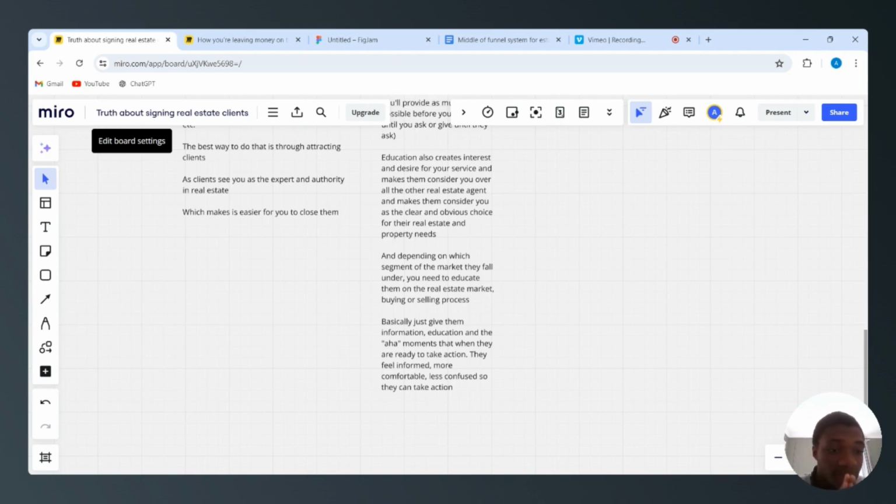So it's the same thing with property. In fact, property makes this more relevant because it's a bigger decision. It's a huge decision. It's a life-changing decision. It's a big investment. It's a big purchase. One of the biggest decisions they could ever make in their whole life, guys. So education is vital. It's so important. You need to educate people. Literally, guys, it's so important.